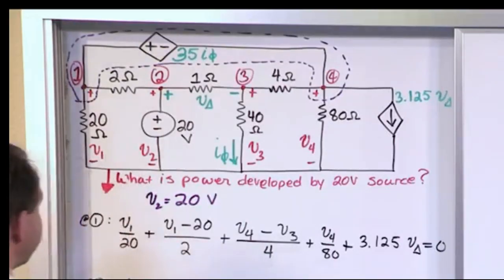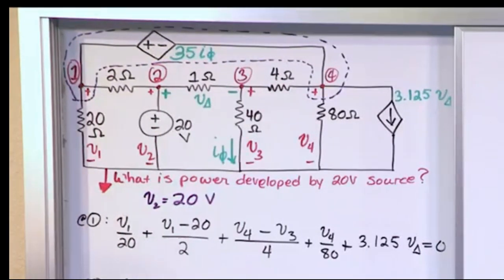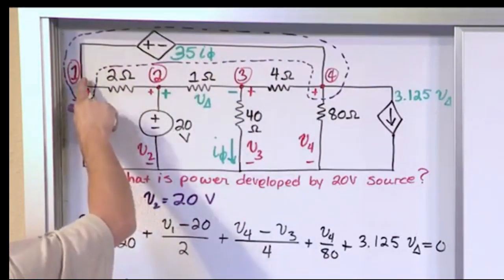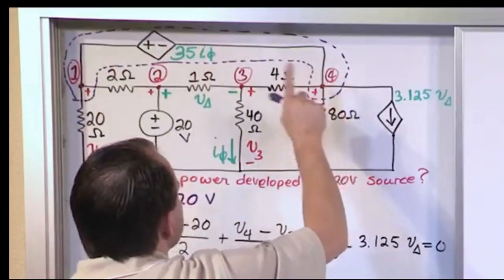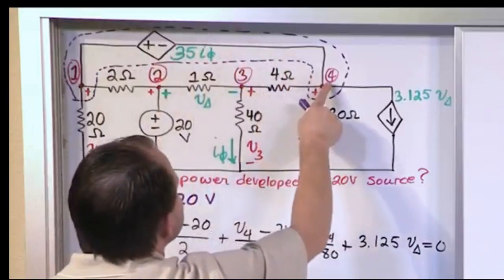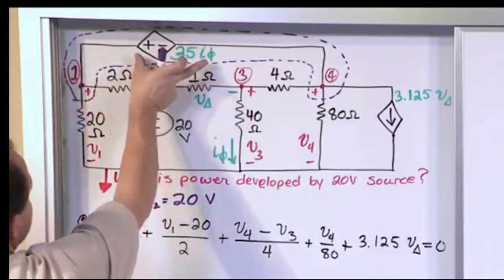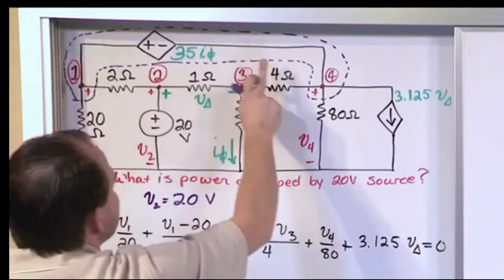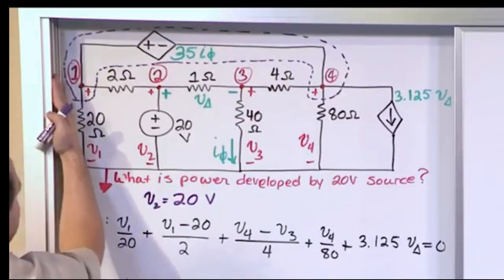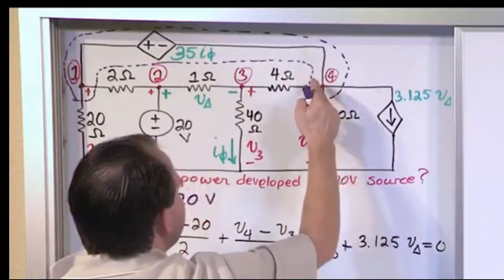Let me switch colors here. What you'll notice is that this source is 35 times I phi, and it directly connects this node and this node. So let me show you something cool. The voltage across this entire thing, which is the voltage source, but across this node to this node, is going to be equal to, pop up to the voltage here, V1 minus this voltage over here, V4.